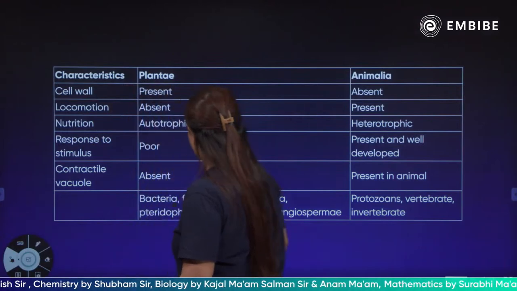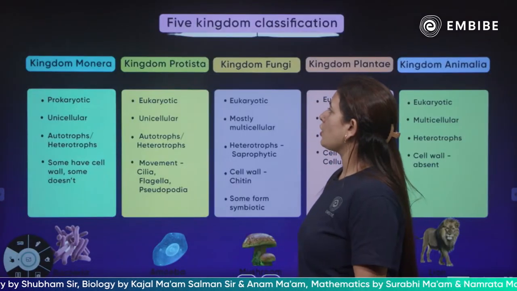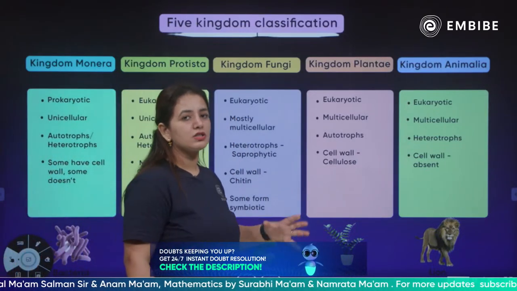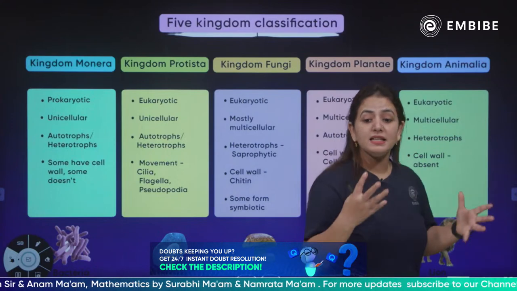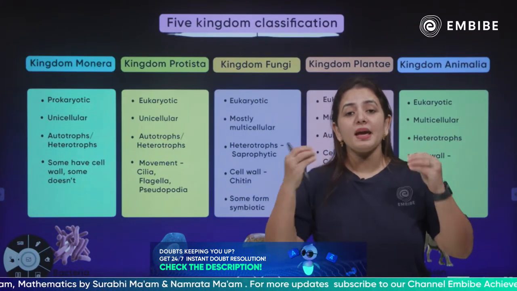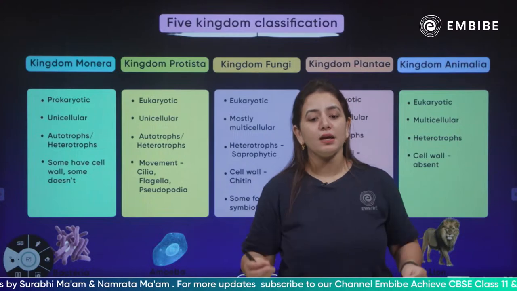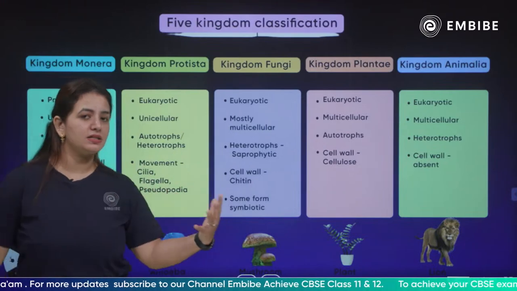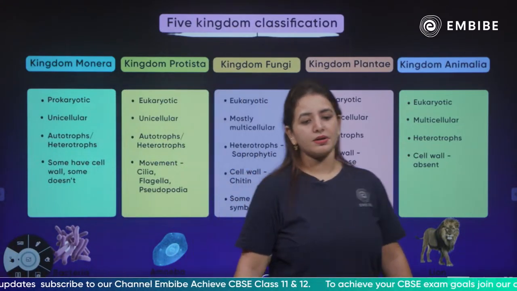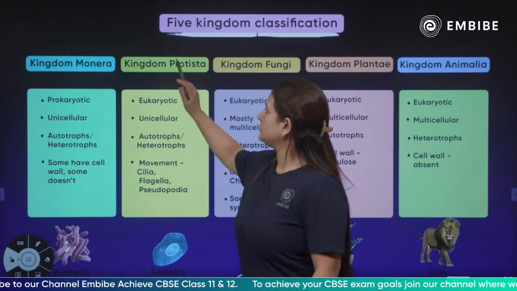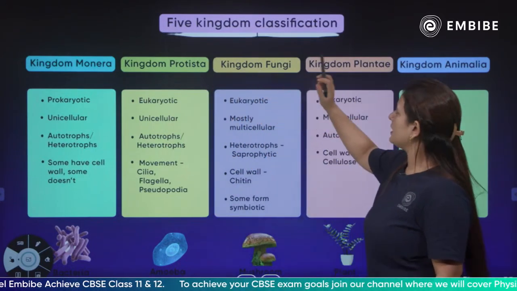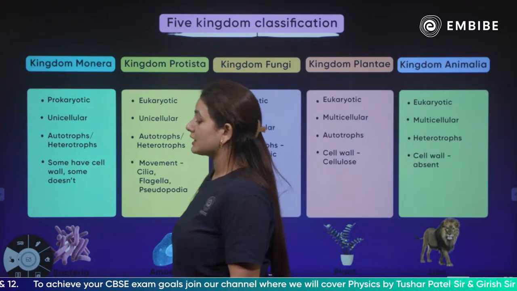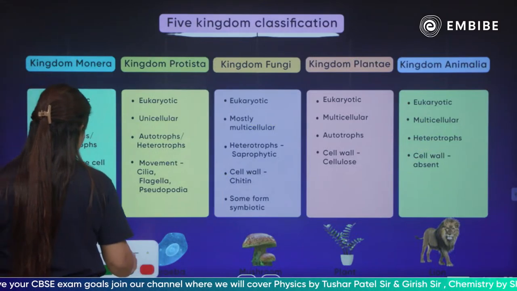Okay, next we're going to talk about the five kingdom classification, and in each kingdom, what were the features which are unique, which make them unique, and the reason to put them into a particular kingdom, or to basically create a five kingdom classification. What are the unique characteristics of each kingdom? Let's study about it. The very first is the kingdom Monera, the kingdom Protista, the kingdom Fungi, the kingdom Plantae, and the kingdom Animalia. So children, talking about the kingdom Monera, the special features it possesses.